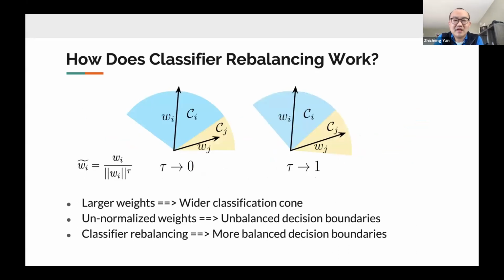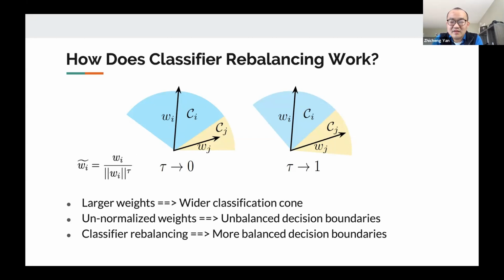And how does the classifier rebalancing work in this way? It sounds very simple. We think this is related to the decision boundary in the feature space. If you don't normalize weights, those weights have different norms, and the head classes have larger norms for their weights. And as visualized in the plot, we think the decision boundary is biased towards the head classes. Those head classes will have wider classification regions in the feature space, so they are more likely to be predicted.